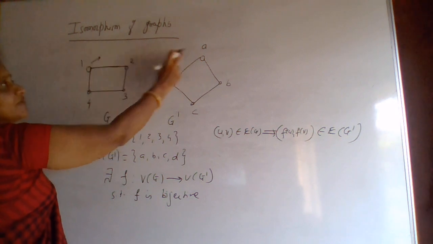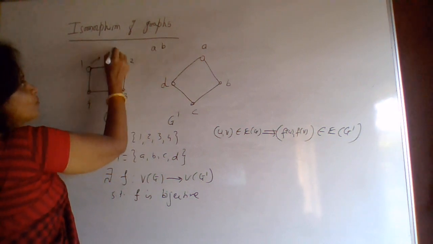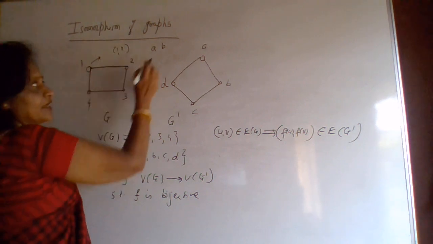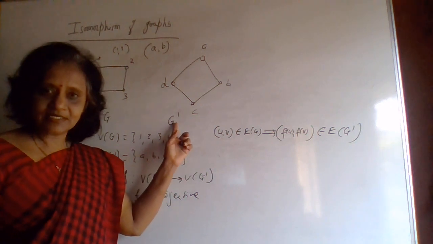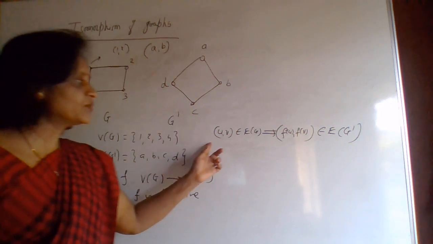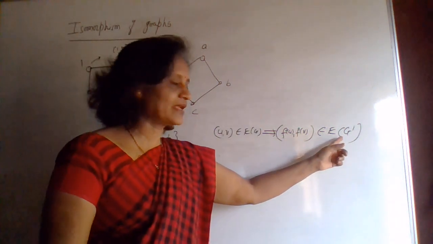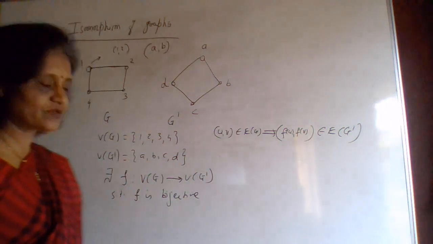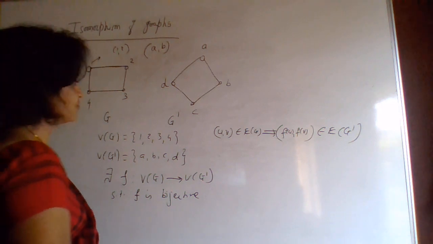What is our f of 1? f of 1 is A. f of 2 is B. So if (1, 2) is an edge for G, AB must be an edge for G'. It means whenever uv is an edge in G, f(u)f(v) must be an edge in G'. That is the very important condition of isomorphism. And now you can get the proper definition of isomorphism.